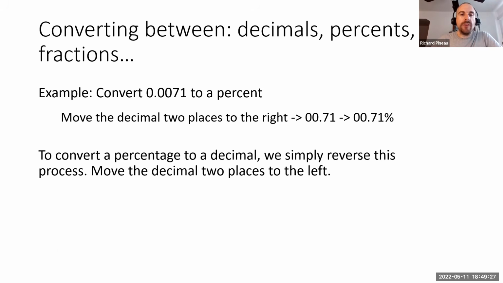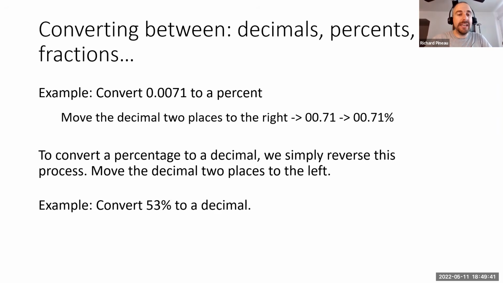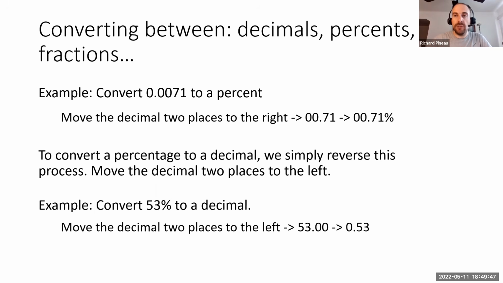Okay, now how do we convert a percentage to a decimal? Well, we simply reverse the process that we just looked at. So instead of moving the decimal to the right 2 places, to go the other way, we move it 2 places to the left. Let's say somebody says 53%, convert this to a decimal. I write the number as 53, I drop that percent sign. Again, working the process we just did in reverse, drop the percent sign, there's 53. Move the decimal 2 places to the left, 0.53.